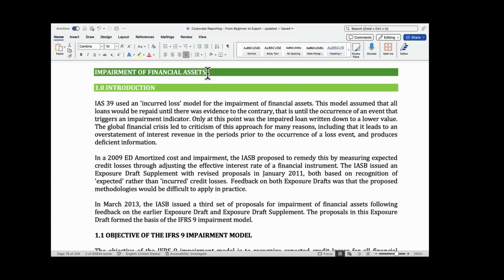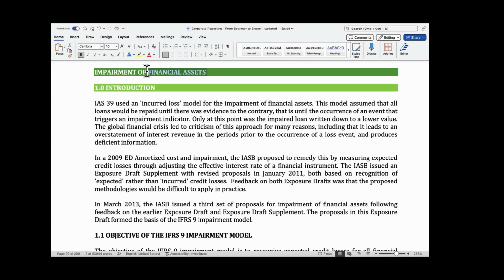So now, the core principle here is impairment of financial assets. First, let me just tell you what it means in layman's terms, in very simple terms. What it means is that we have lost our money. That's what impairment of a financial asset means. We have lost our money. We have lost our investment. So that's what we want to learn how to account for: loss of investment.